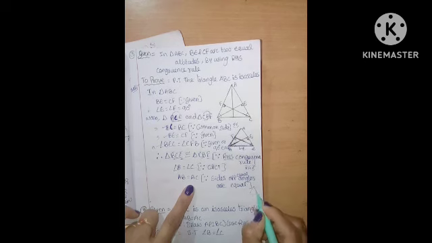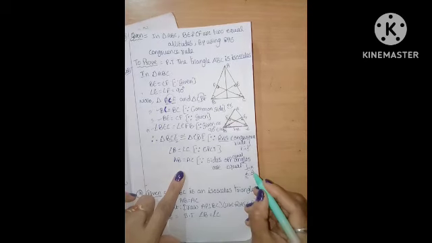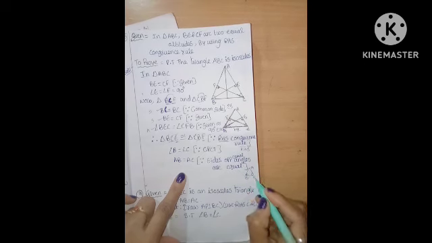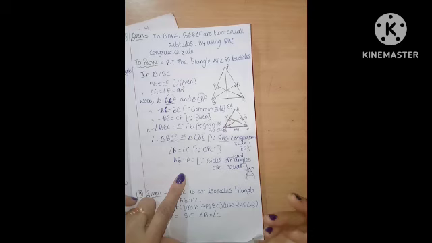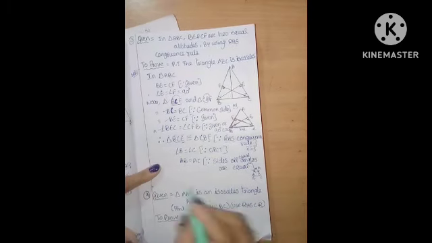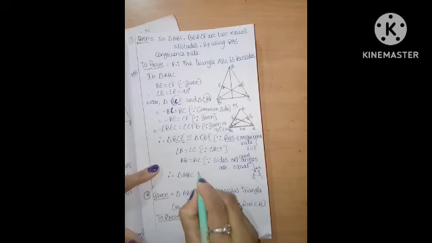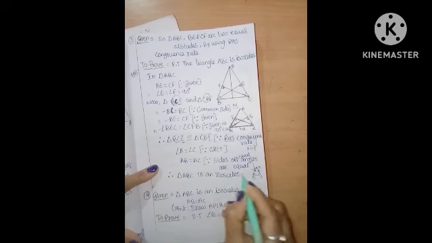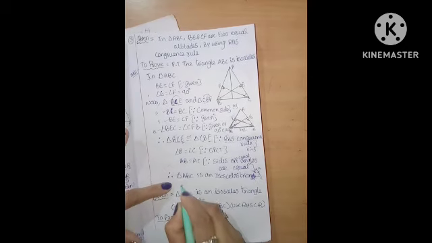Only consider this triangle ABC. This angle is equal, so the sides opposite to equal angles are equal. So both sides are equal. Any two sides are equal. What's the triangle? Isosceles triangle. So triangle ABC is an isosceles triangle. Is it correct or not, Gagan sir? Correct. Hence it is proved.